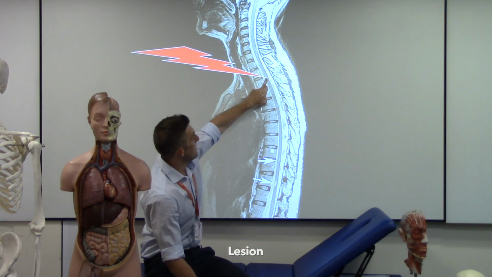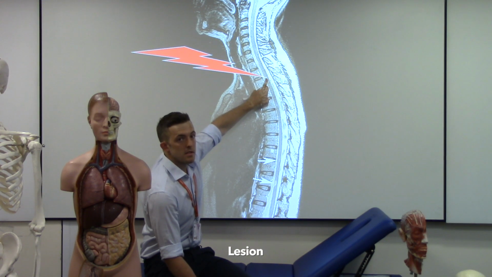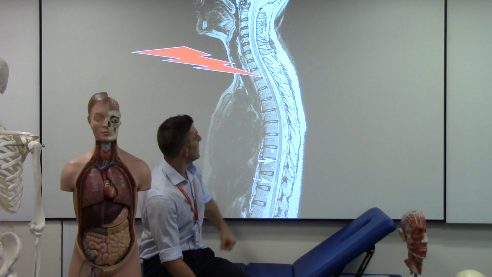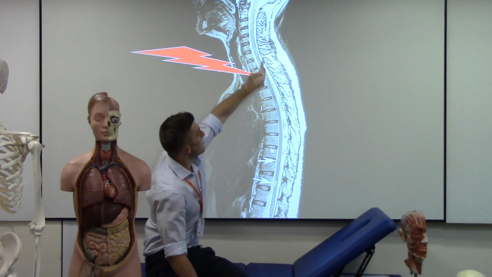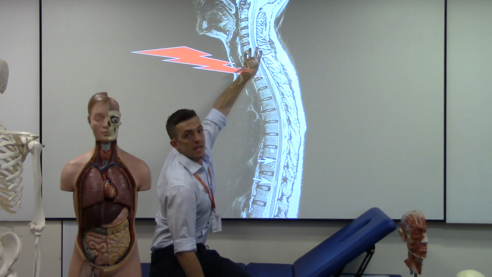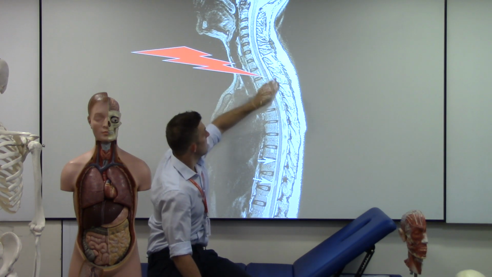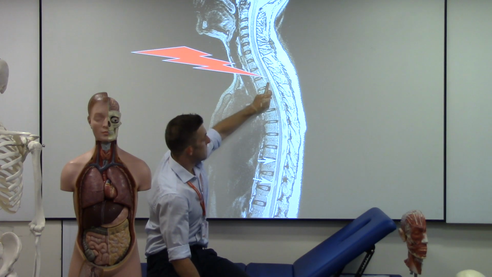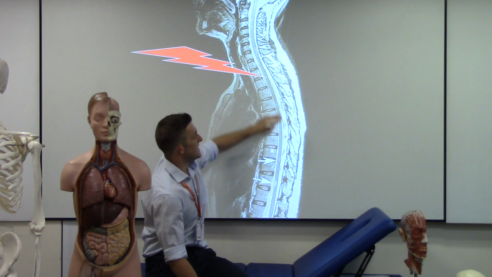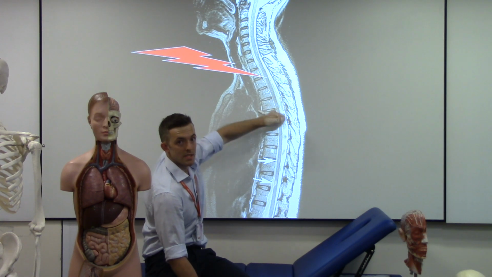There's a lesion here. A lesion just means damage, so just some damage to the spinal cord. We can say this part of the spinal cord is superior, or above, the lesion. This part of the spinal cord is inferior, or below, the lesion.